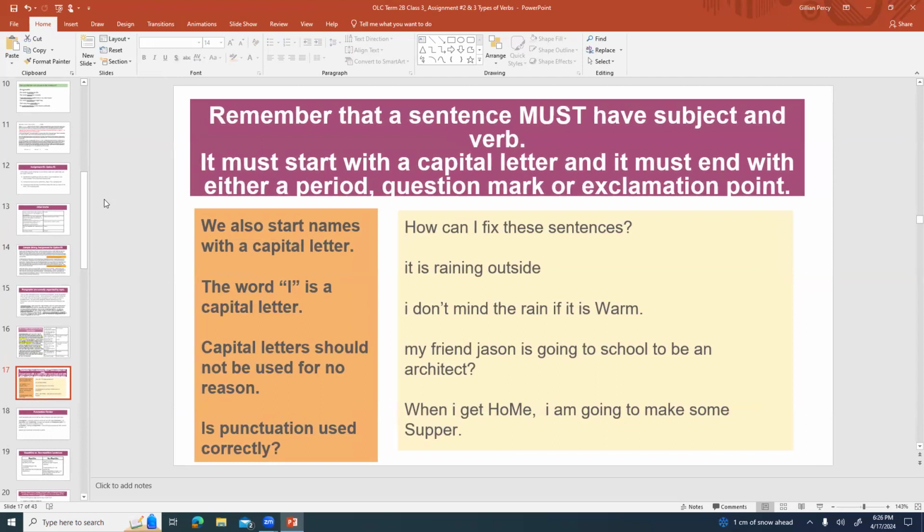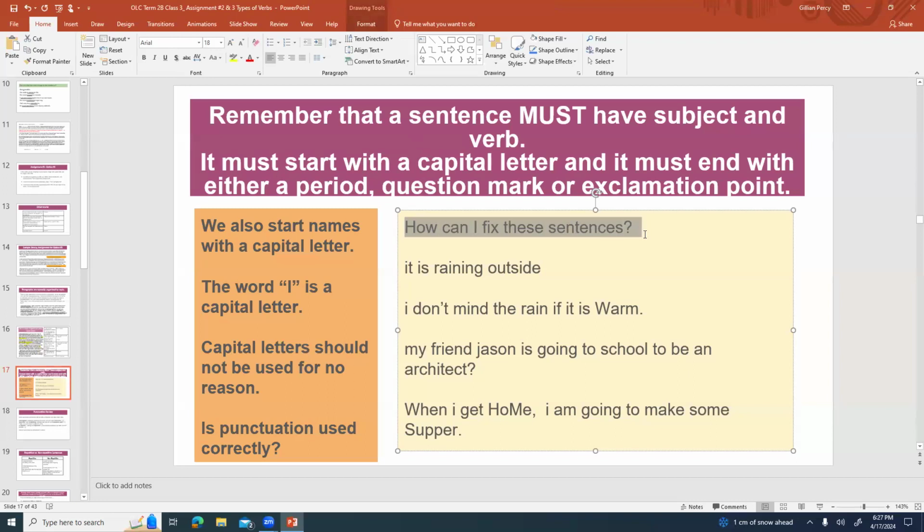We also start names with a capital letter. The word I is also a capital letter. Capital letters should not be used randomly throughout the sentence for no reason. Also, is the punctuation used correctly? So how can I fix these sentences? I'm going to make it bold right now so it stands out.